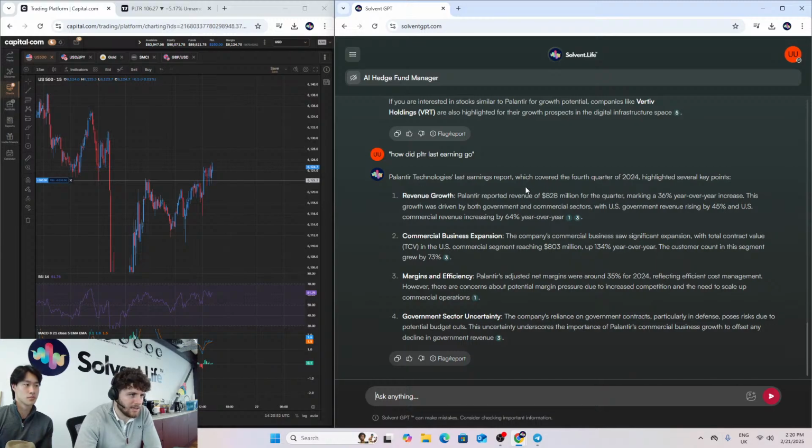Palantir Tech's last earnings report: revenue growth, commercial business expansion, margins and efficiency, and government sector uncertainty. Okay, very applicable to what's happening now with Palantir, and definitely will affect our trade if we were to take an options trade.